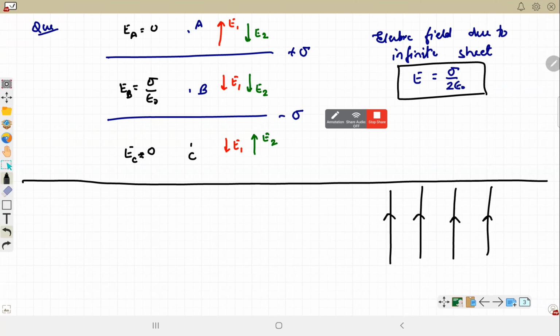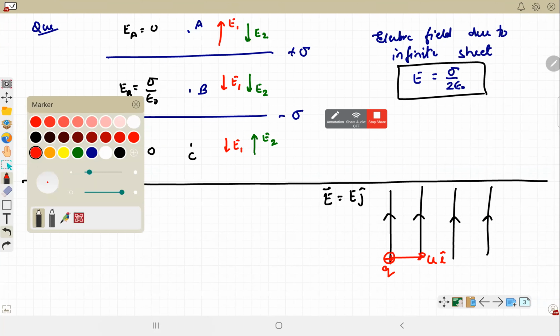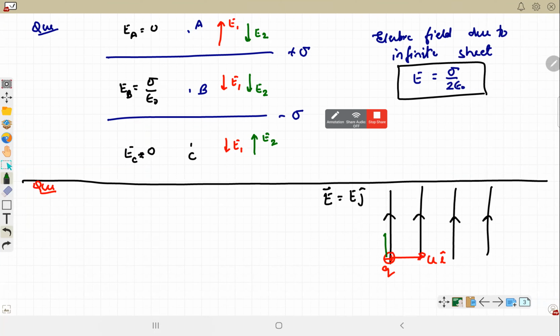Electric field is in y direction. It is E is equal to E times j cap, and the particle enters with u times i cap. Mass is m. Since electric field is in y direction, इसके ऊपर जो force लगेगा किसी भी charge पे, positive charge पे force लगता है electric field की direction में, negative charge पे force लगता है opposite direction of electric field.